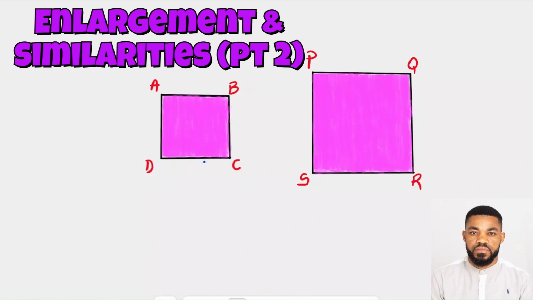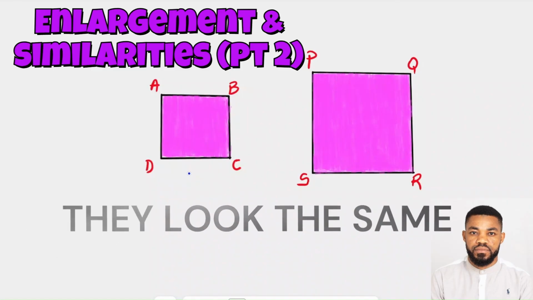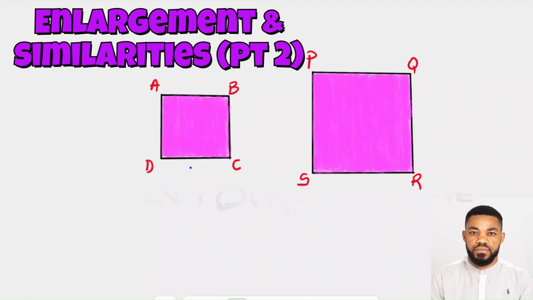Now let's continue. When shapes are similar, it means they look the same. So when the shapes are the same, they are similar. As you can see, this is square ABCD. It is similar to square PQRS because they have the same shape.